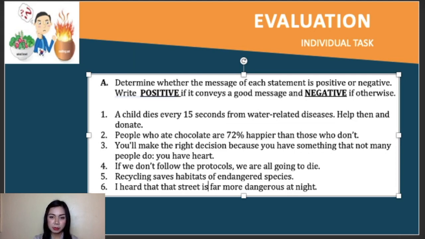So let me read. Number 1, a child dies every 15 seconds from water-related diseases. Help them and donate. Number 2, people who ate chocolate are 72% happier than those who don't. Number 3, you'll make the right decision because you have something that not many people do. You have heart. Number 4, if we don't follow the protocols, we are all going to die. And then number 5, recycling saves habitats of endangered species. Number 6, I heard that the street is far more dangerous at night. I will give you time to write your answer. Just choose from positive or negative.